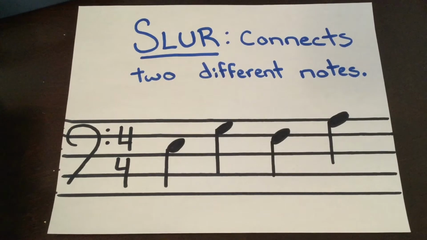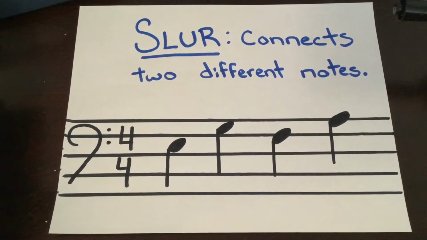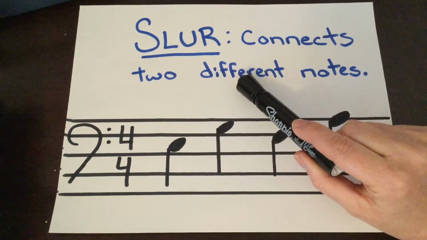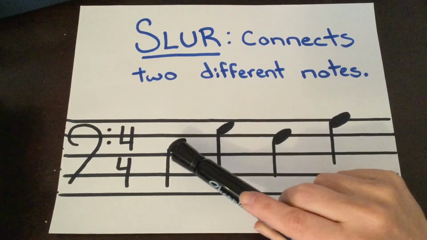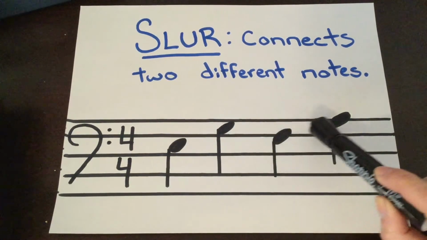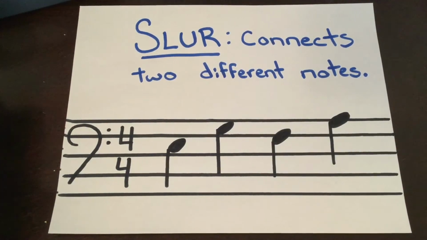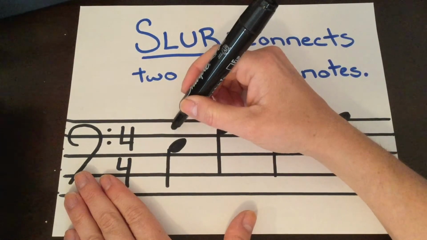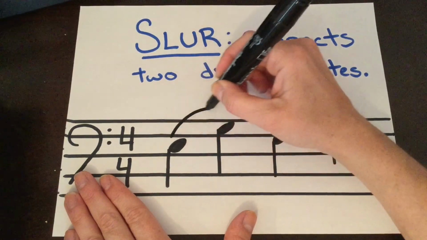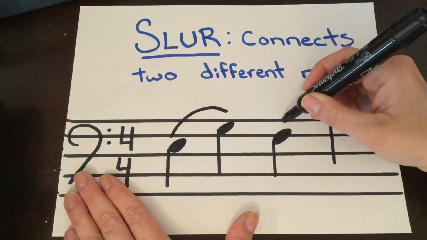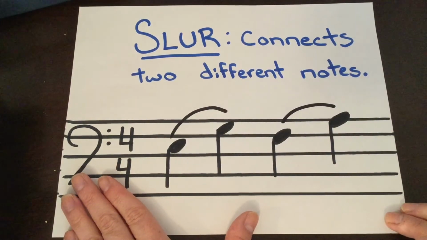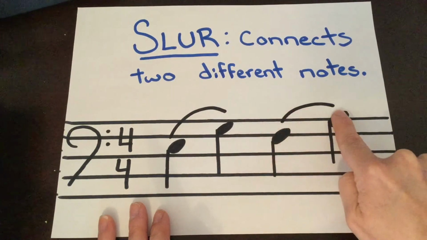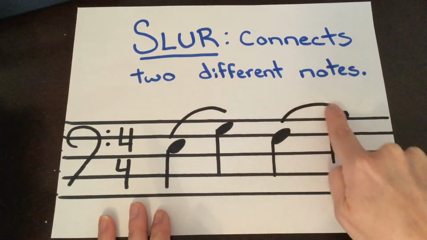The big difference here is that a slur connects two or more different notes. Meaning their note heads, you really have to look carefully at the round part, are not going to be on the same line or space. So you can have a slur that's connecting 2 notes, like that. But you could also have a slur that connects all 3 or even all 4 of these notes, and it would just be one big curved line.